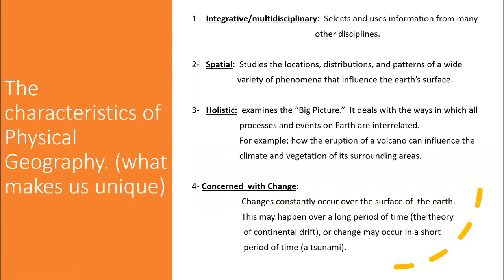When we see at one point that there is a landslide, for example, we study that location and make sure we understand why this is happening there. It might be happening in other places that are similar to that. So spatial, that's the whole thing. Holistic, so we examine the big picture. We're not going into the nitty-gritty details. We are just seeing the bigger picture of the whole thing.